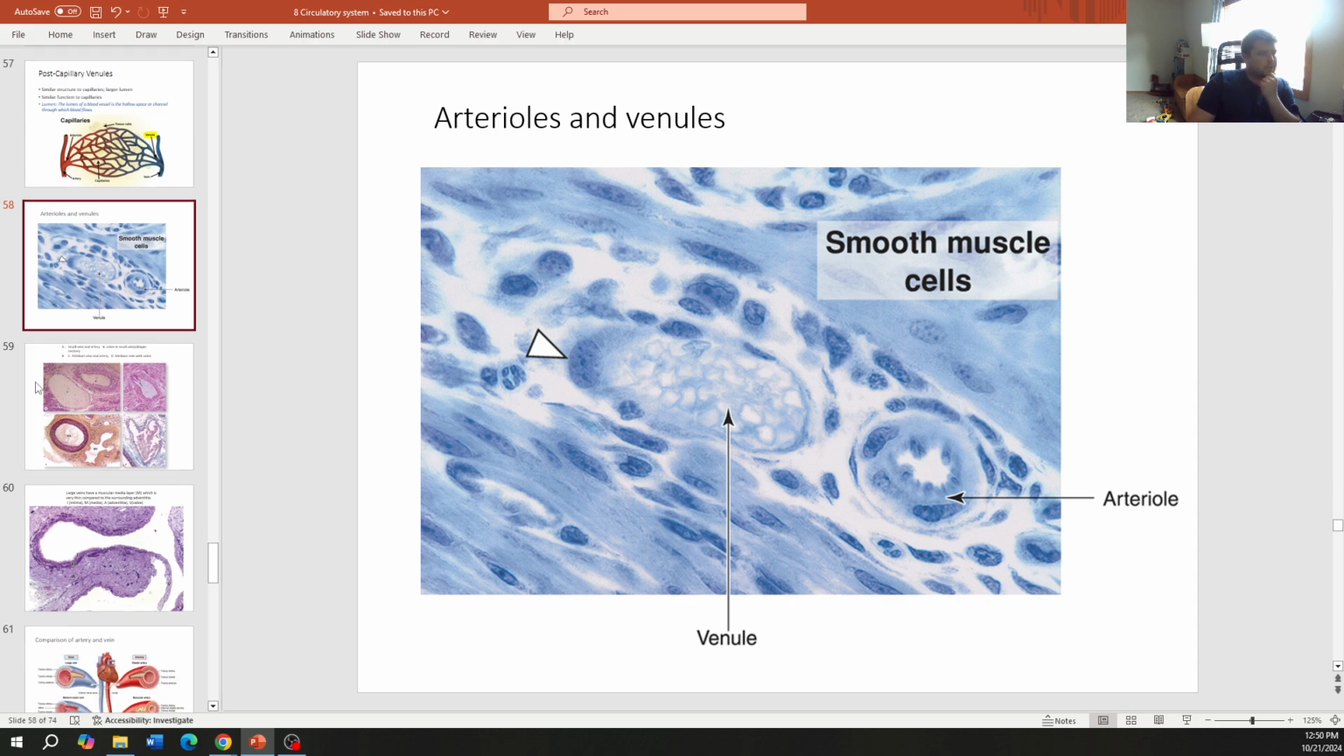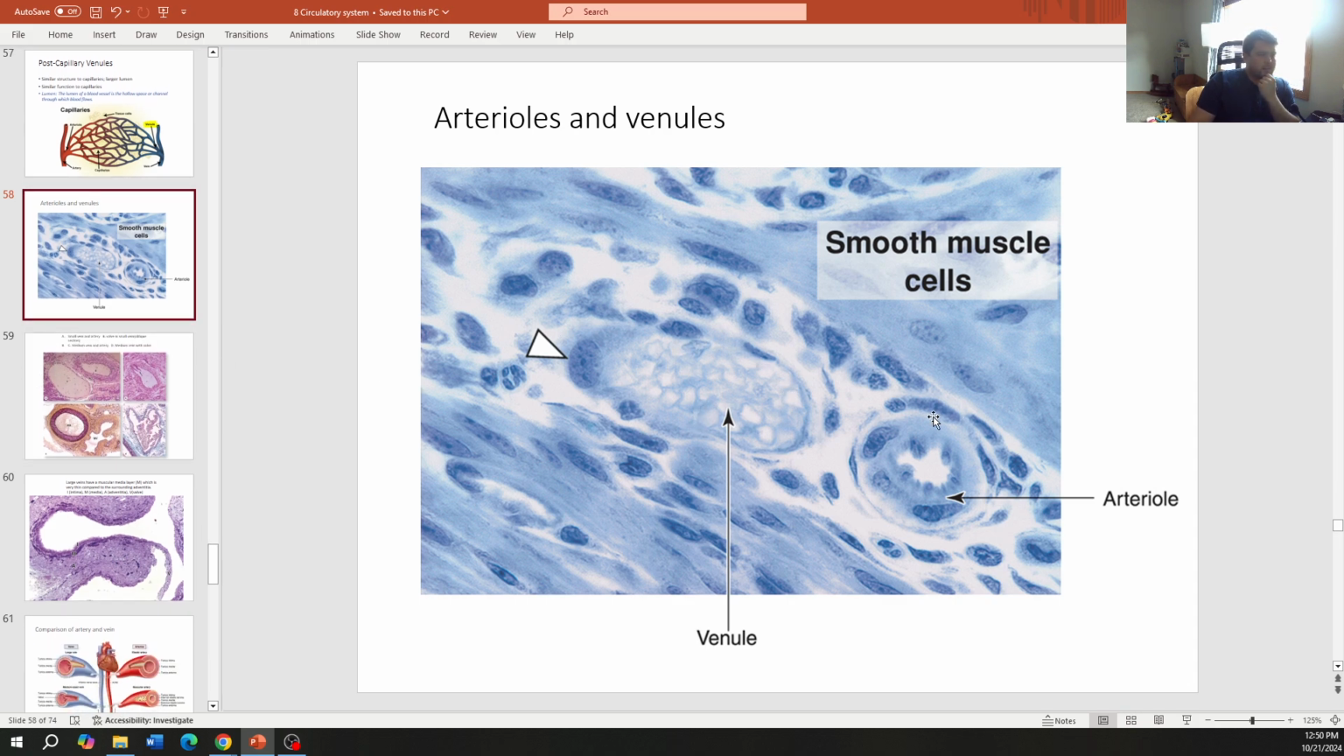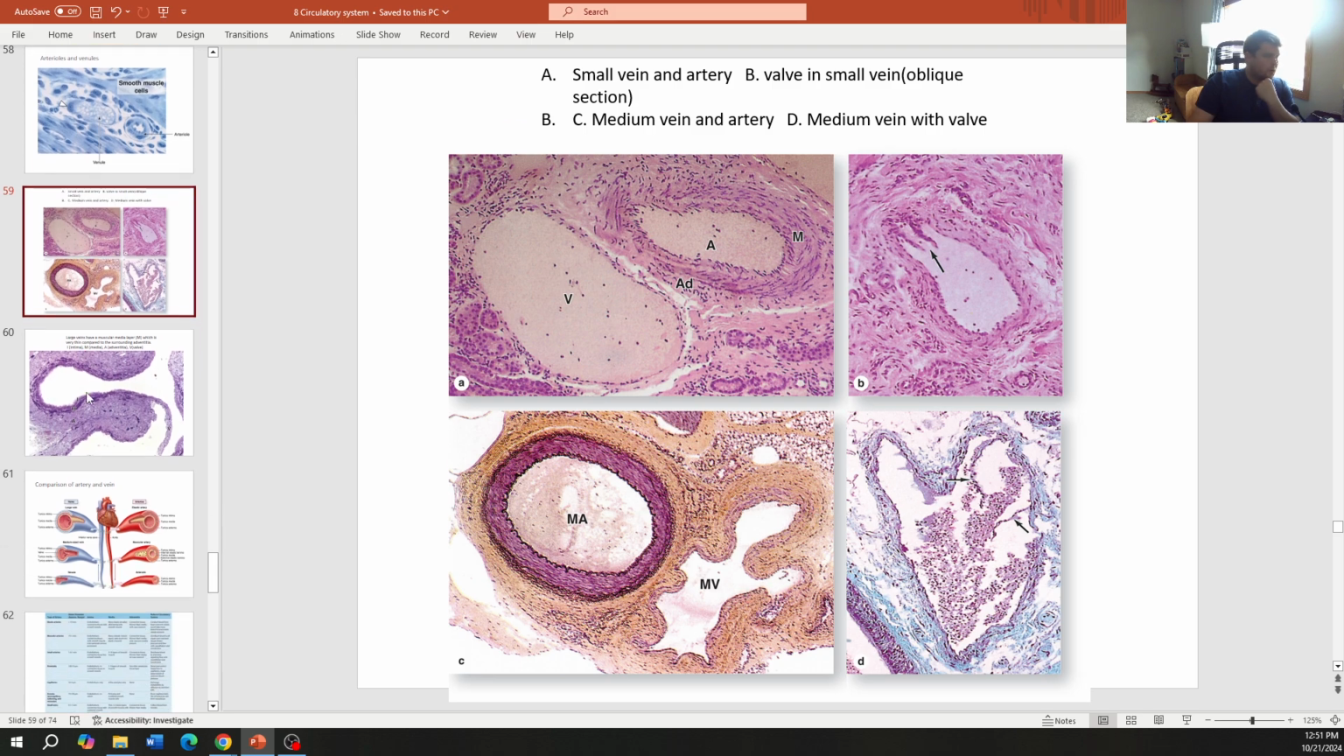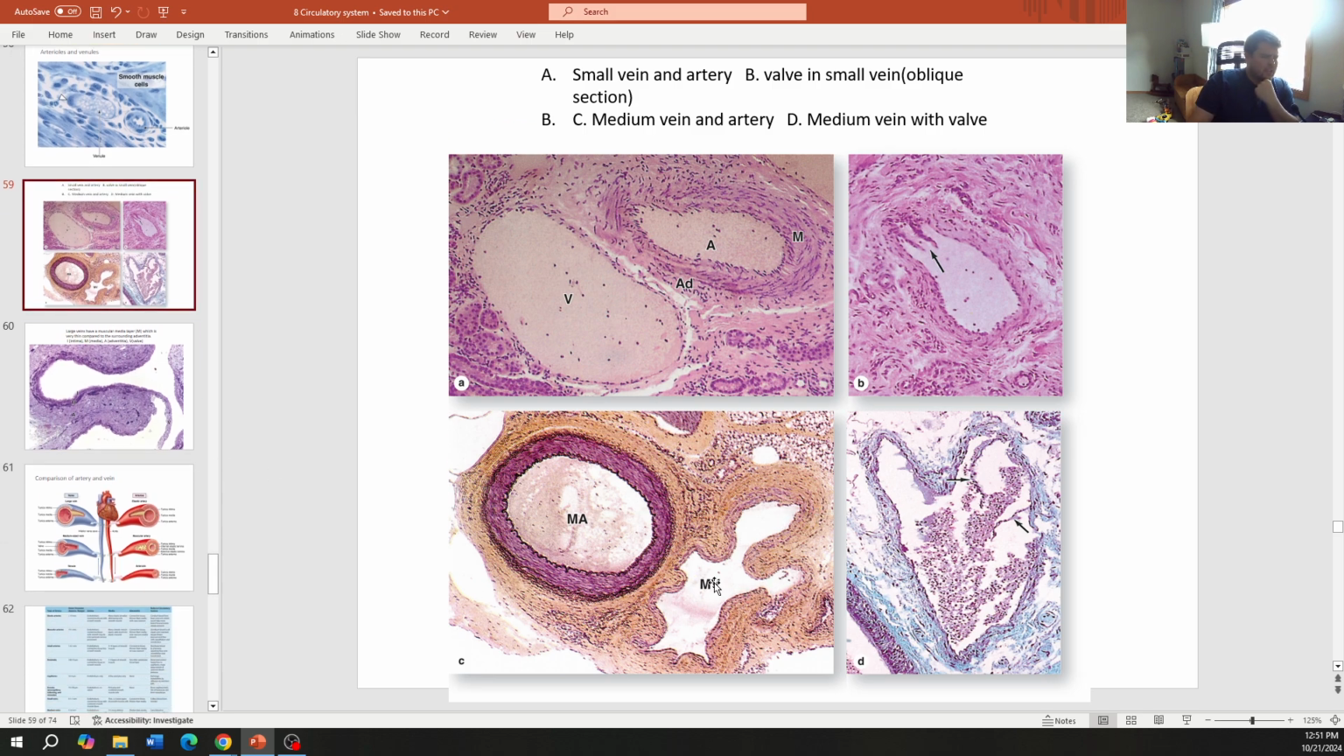We have a bunch of pictures here. Venule versus arteriole. Arteriole, again, thicker, much more round. Venule, more oval shaped. There's the vein. There's the artery, again, thicker on the outside. There's a medium-sized artery, medium-sized vein. Thicker, that tunica media, versus this one, much more round, irregular shape.